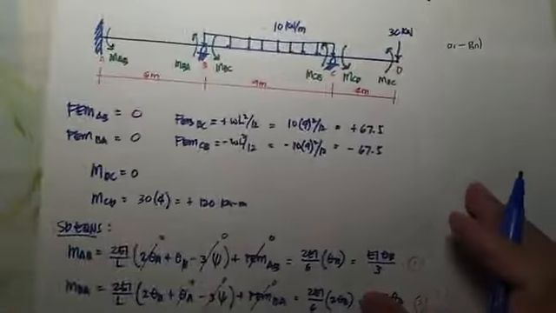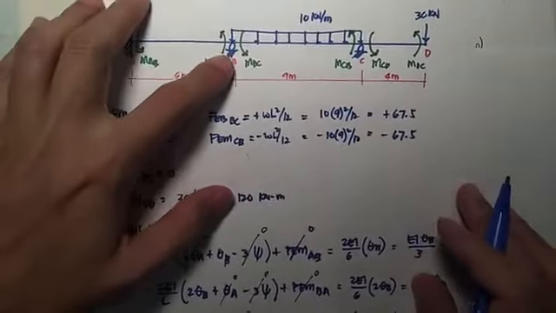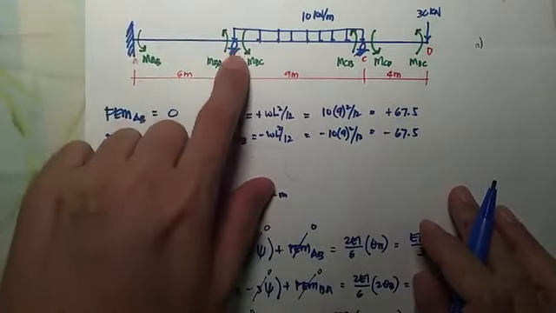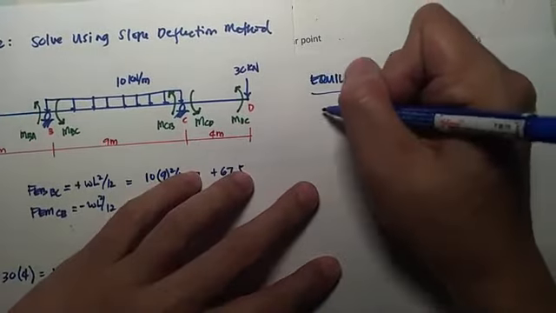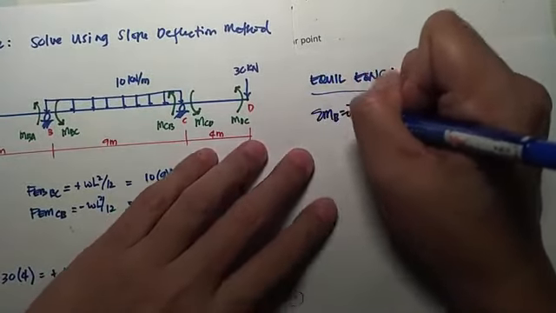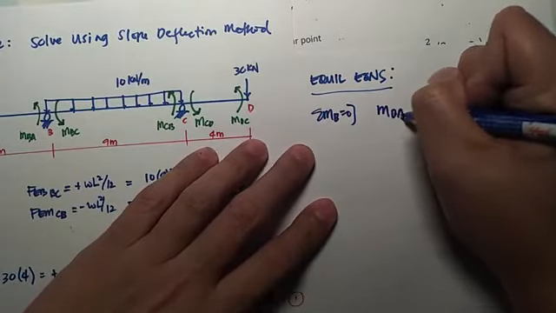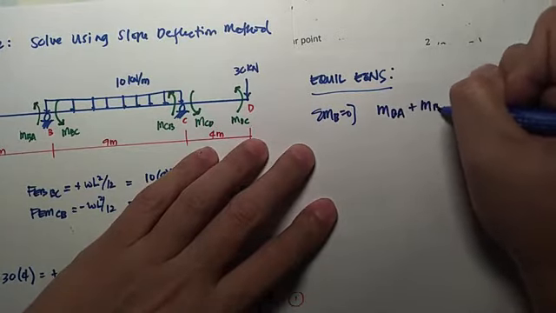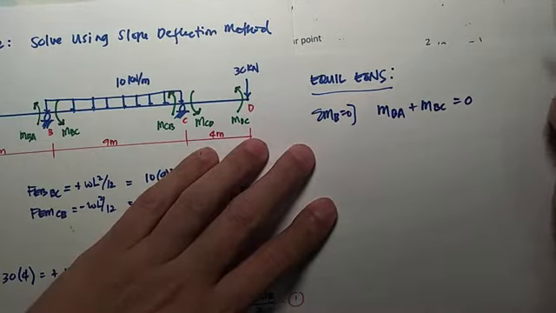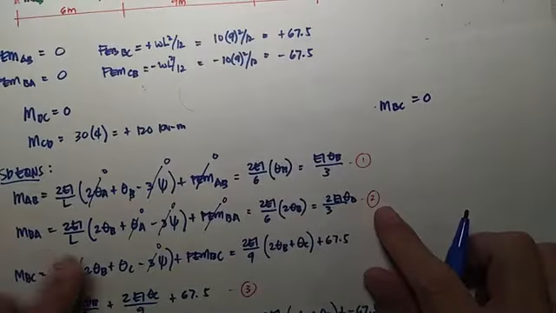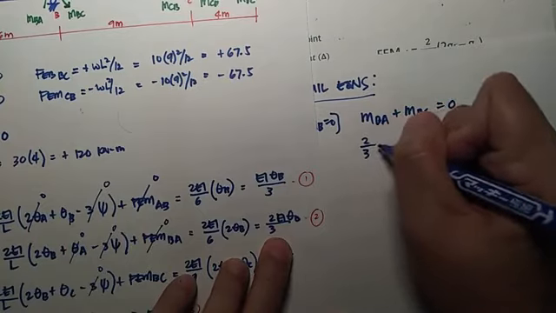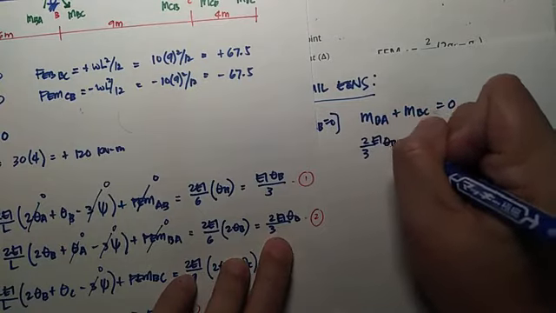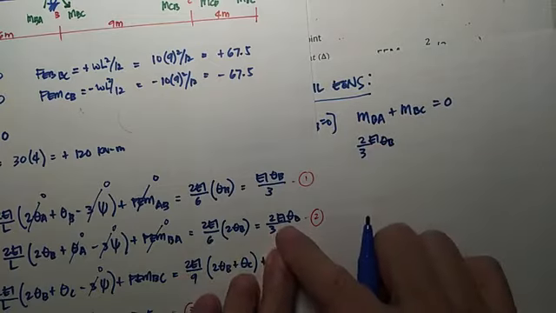Equilibrium equations. So, diba ang summation ng moments sa support B is 0. So that means summation of moment at B equals 0. So that means MBA plus MBC must be equal to 0. Ayan. Ano yung MBA? MBA yung equation 2. So, kokopyahin ko equation 2. So, 2/3 EI theta B, yun lang, yung MBA.